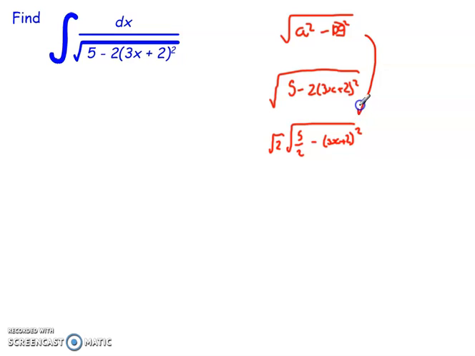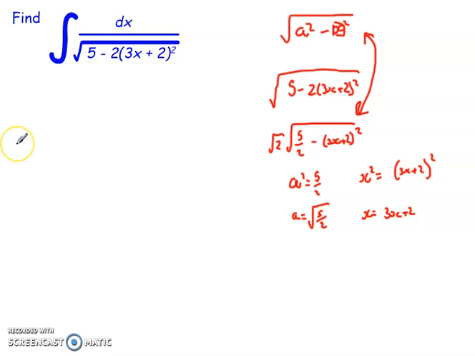Now if I compare these two brackets, they're actually written in the same format. My a squared in this case would still equal 5 over 2. So my a would still be equal to the square root of 5 over 2. In this case though, my x squared would equal 3x plus 2 squared. So my x, or what would be the equivalent of the x in the formula, would be 3x plus 2. So what I can now do is treat it the same way I did before.